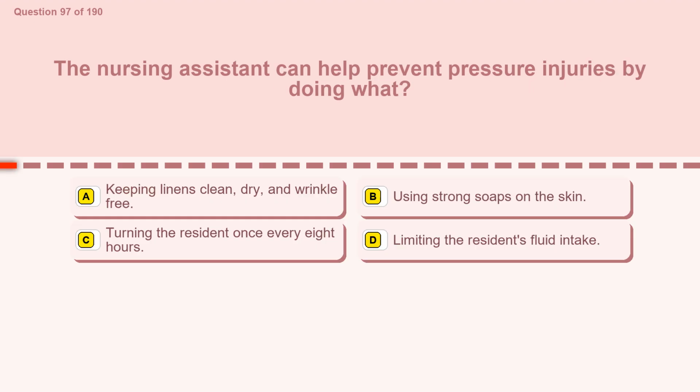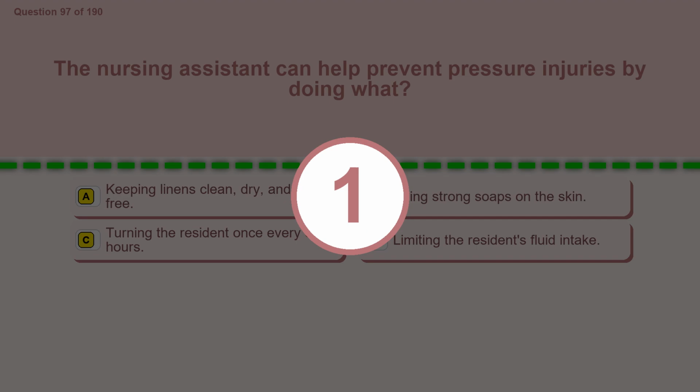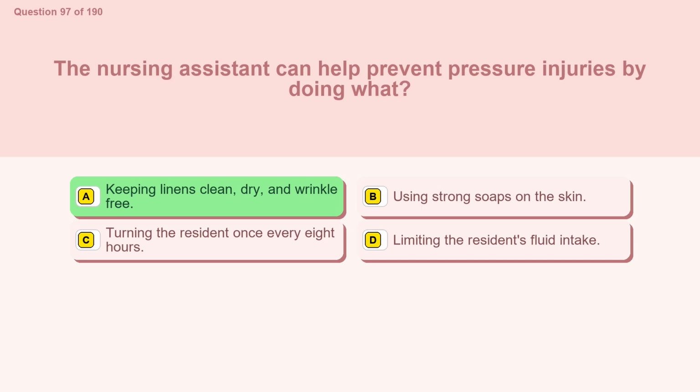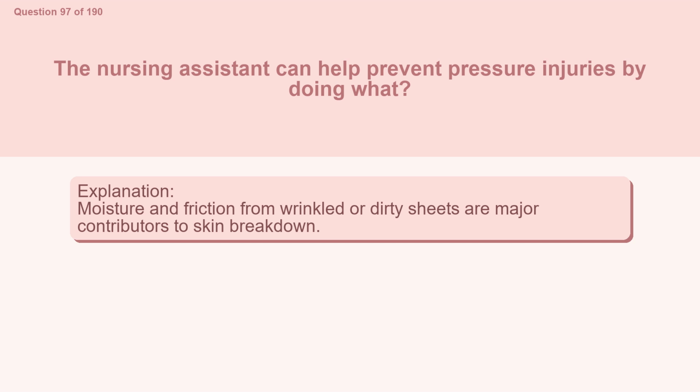Question 97. The nursing assistant can help prevent pressure injuries by doing what? Option A, keeping linens clean, dry, and wrinkle-free. Option B, using strong soaps on the skin. Option C, turning the resident once every 8 hours. Option D, limiting the resident's fluid intake. The correct answer is option A, keeping linens clean, dry, and wrinkle-free. Moisture and friction from wrinkled or dirty sheets are major contributors to skin breakdown.